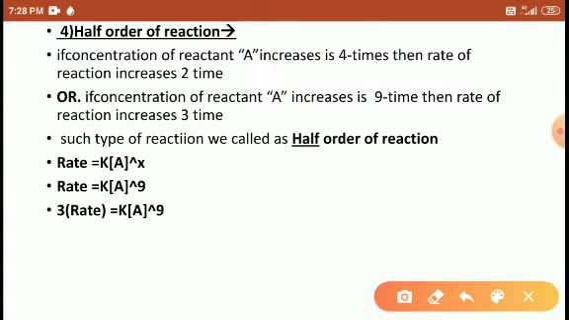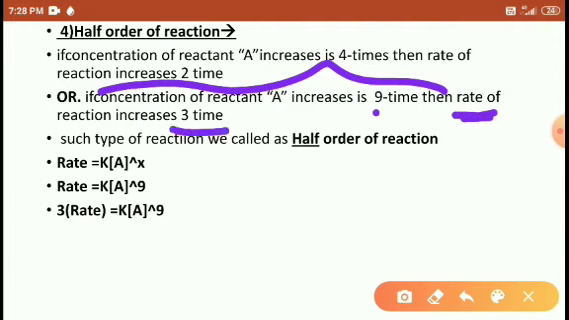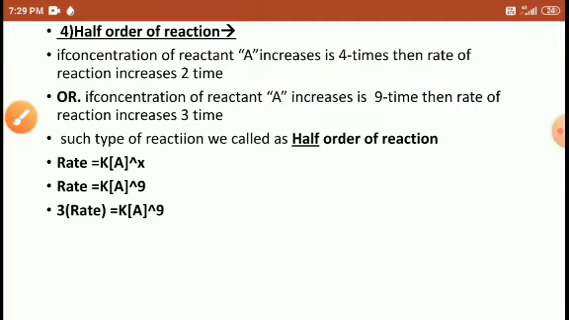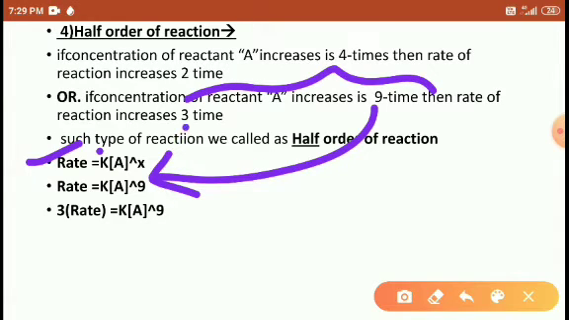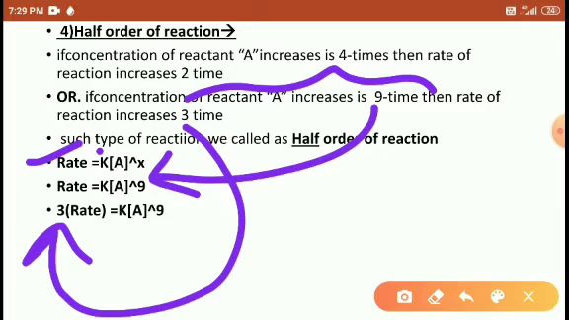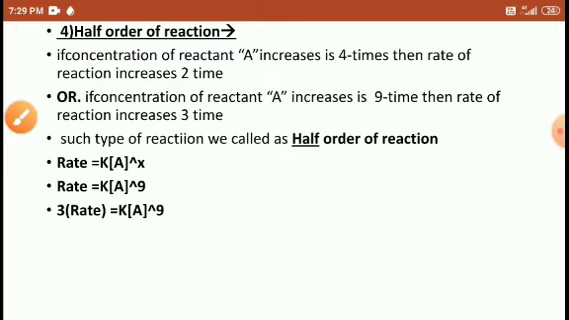Or you may say, if the concentration of reactant increases 9 times but the rate is reduced to 3 times, that is we call a half order of reaction, students. Look at the example, students. The rate is equal to the rate constant K times the concentration of A to the power x. When you increase the concentration of reactant 9 times, but the rate is reduced to 3 times, right, students? So that is we call a half order of reaction, students.